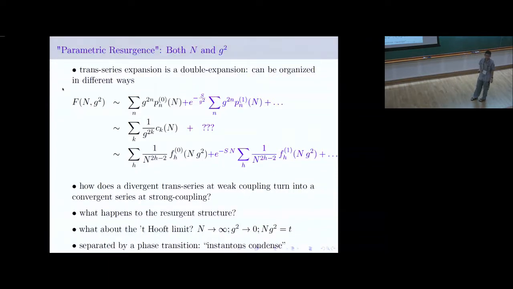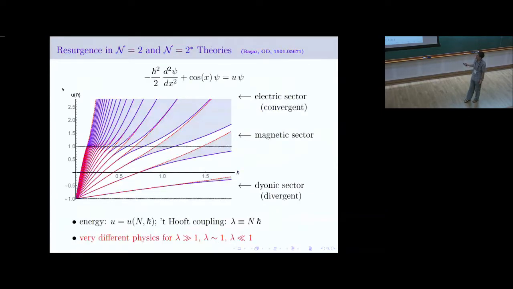And it's particularly interesting in cases where there's a phase transition. In the two examples I'll show you, there is a phase transition where on one side of the 't Hooft coupling, the expansion is completely different from how it is on the other side of this transition. So let me show you a picture to start off.